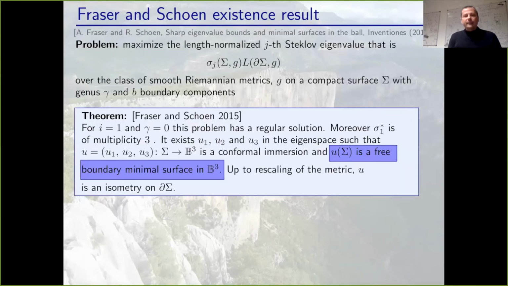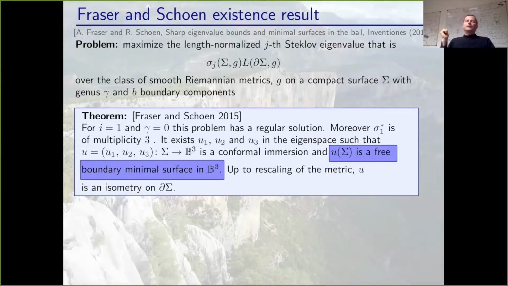In their paper, Fraser and Schoen proposed the following theorem. I restrict here to the case, there are many results, I'm sure many of you know this better than me, but I will focus on the case i equal to 1, which is the first eigenmode, and on genus 0. But I will consider a different number of connected components. Now the first and deep observation is that this maximization problem has a solution. This is a very difficult part. And what is not trivial also is that the optimal eigenspace is of multiplicity 3.